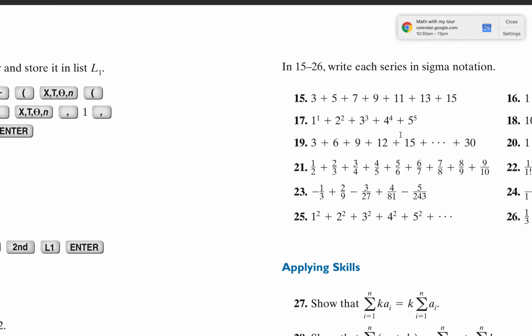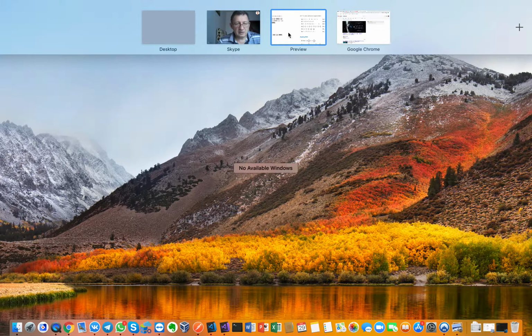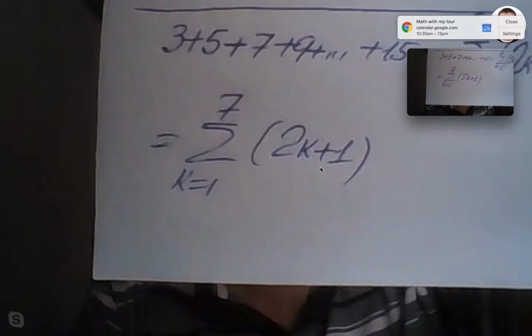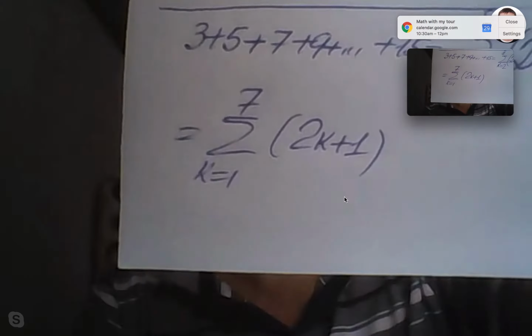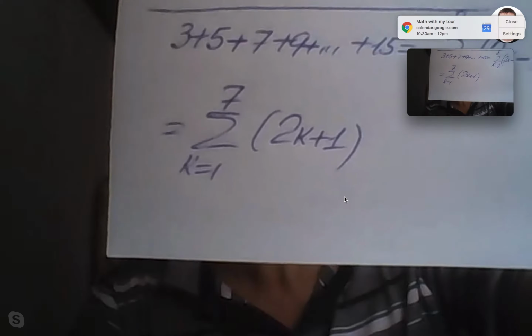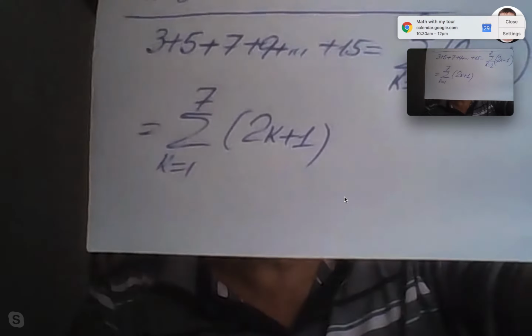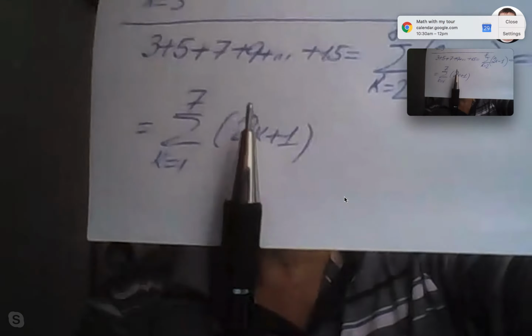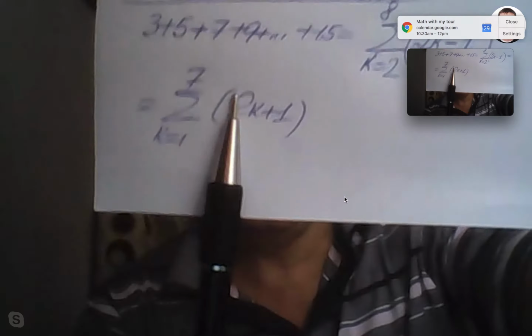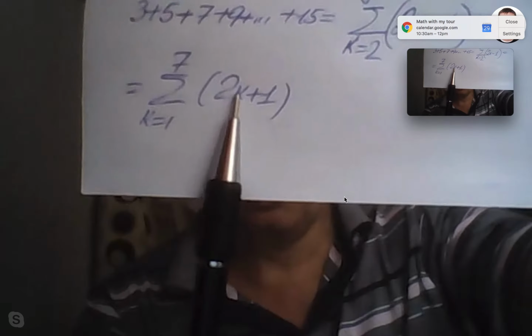And the same sum can be written in this way: the sum from k equals 1 to 7 of 2k plus 1. This is exactly the same. If we start from 1, yeah, we can start from 1, why not? But we have to change the general term to 2k plus 1.